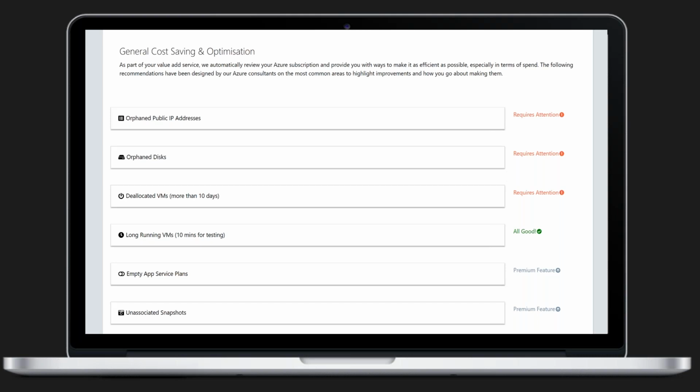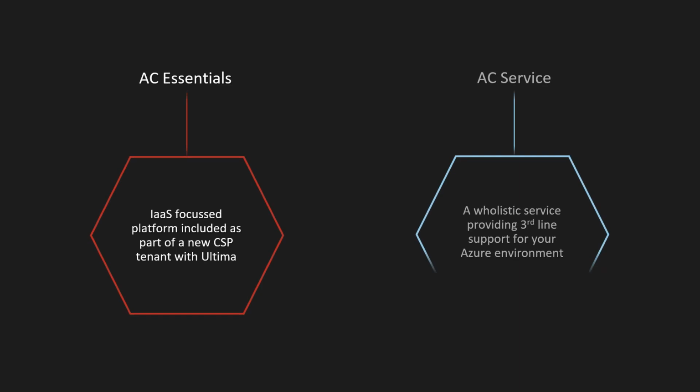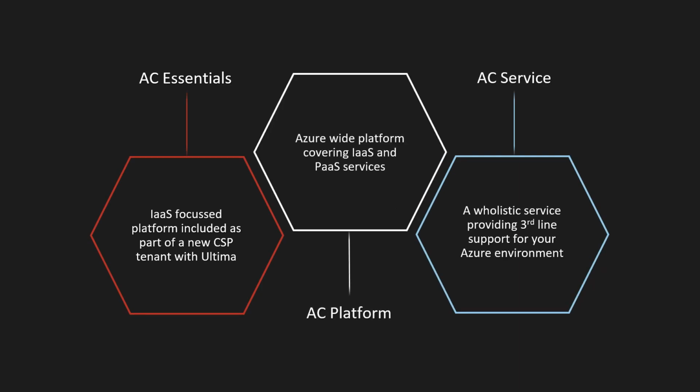As you can see, when we get into some of the premium features, there are app service plans, associated snapshots, etc. that we can look at as part of this, and there's a myriad of other things that come in as part of it. And previously I was talking about what this wider portfolio is. So as you can see, Autonomous Cloud Essentials makes up a part of this portfolio.